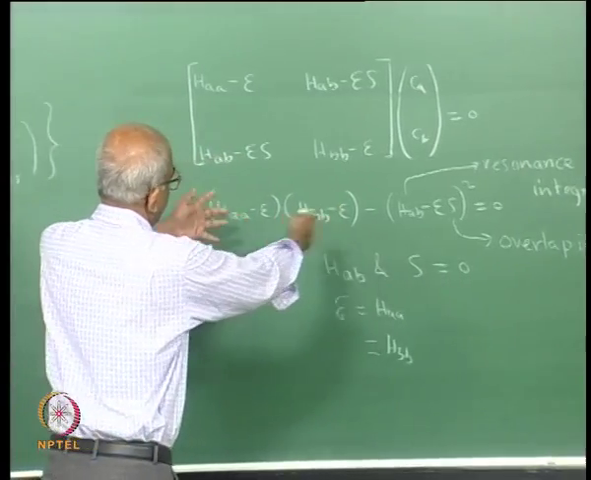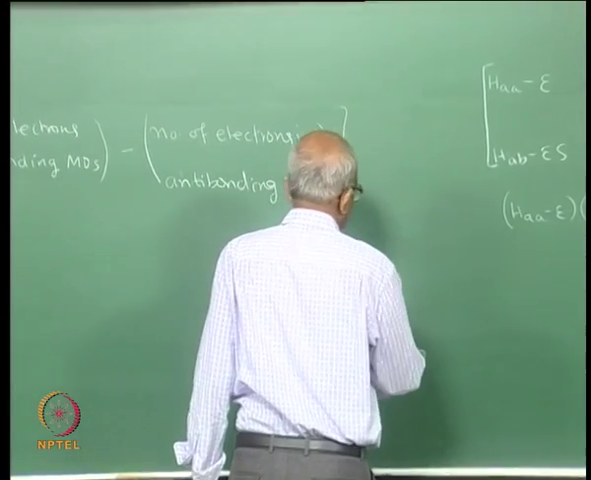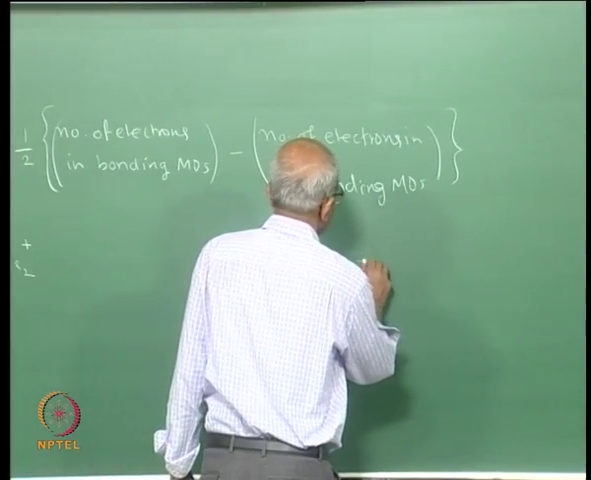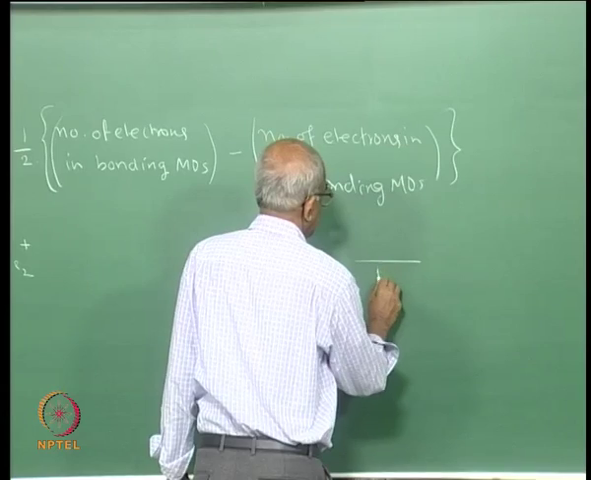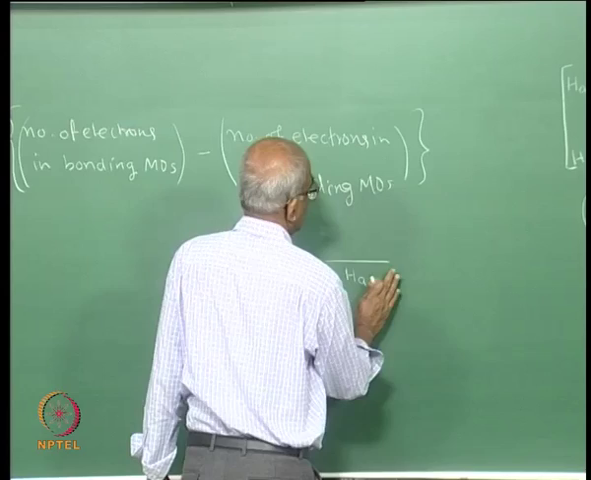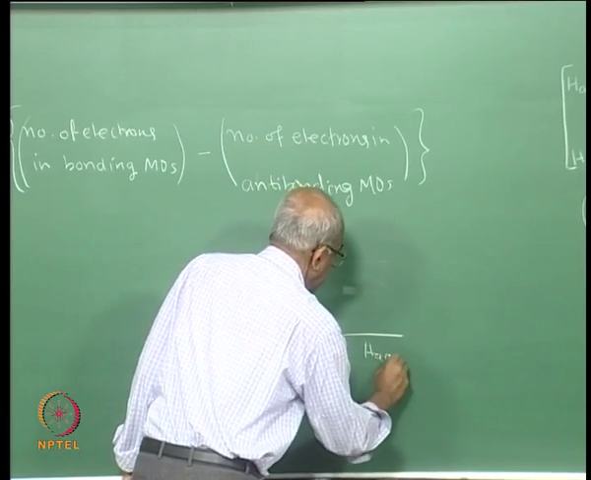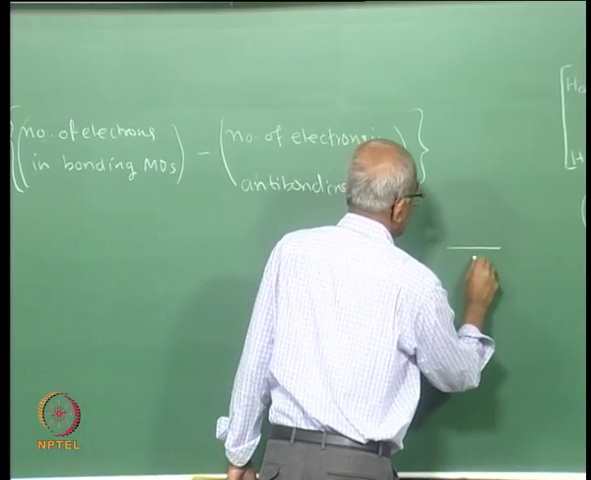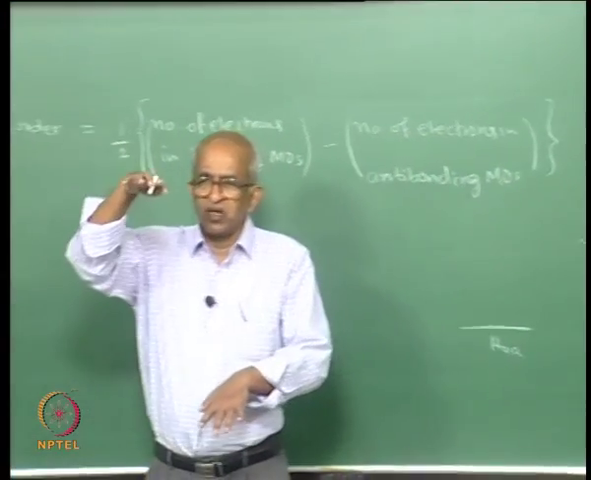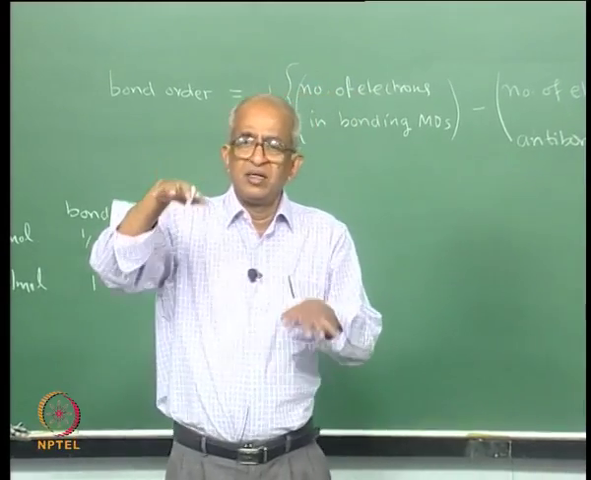Now, actually by looking at the roots of this quadratic equation, you can arrive at other interesting conclusions. For example, imagine that this is HAA. This is HAA and that is HBB. So, I am saying that the two orbitals have somewhat different energies. Fine. Then what you will find?